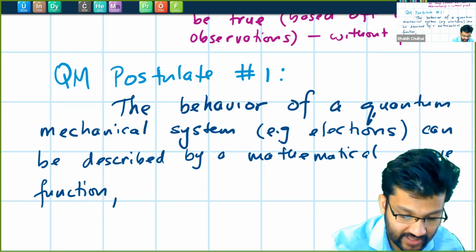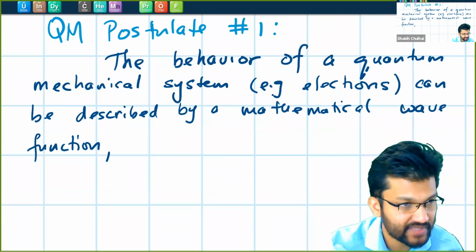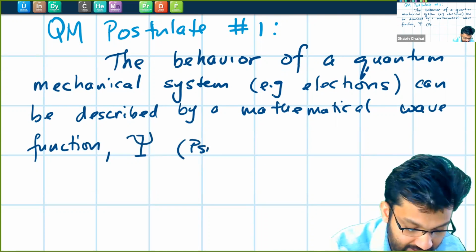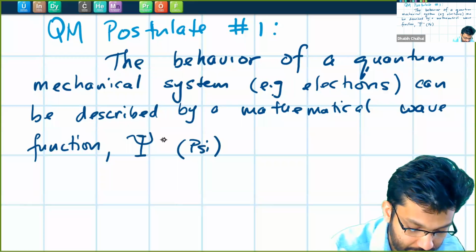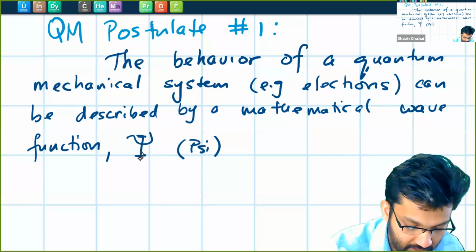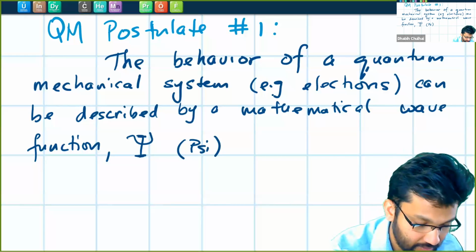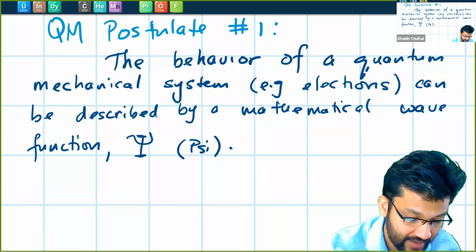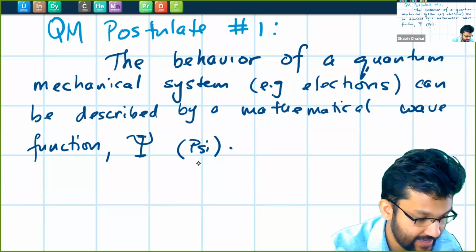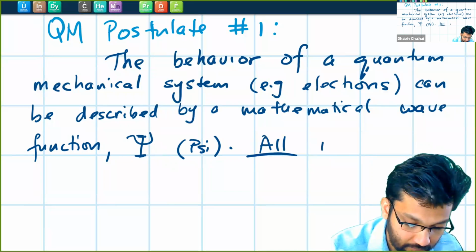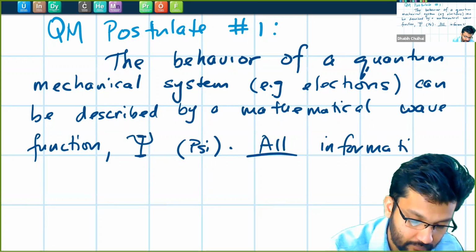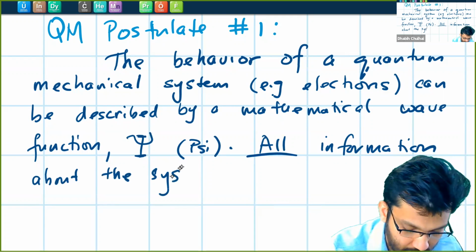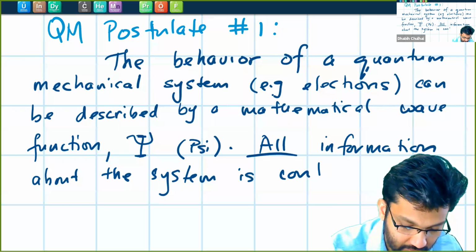And since we want to keep things consistent, we're always going to use the same symbol for this wave function. We're going to use this symbol. And this symbol is psi, capital psi, right? It looks kind of like a trident with a little bar on top and bottom just to separate it from the capital one. But that is our first postulate: the behavior of any system can be described by this wave function psi, and then all information about the system is contained in this wave function.